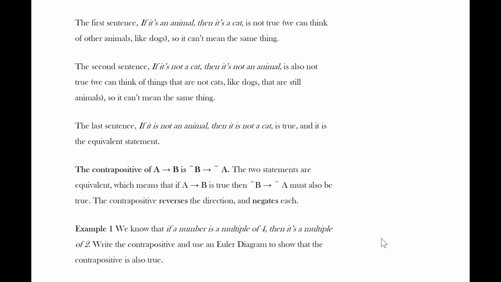So if a number is a multiple of 4, then it's a multiple of 2. That's true. So for instance, 24 is a multiple of 4. It has to also be a multiple of 2. So what I want you to do is write the contrapositive, which is where you reverse it and negate each one, make the negative of each one, and show that that's true using an Euler diagram. So again, pause the video and see if you can try that out on your own.